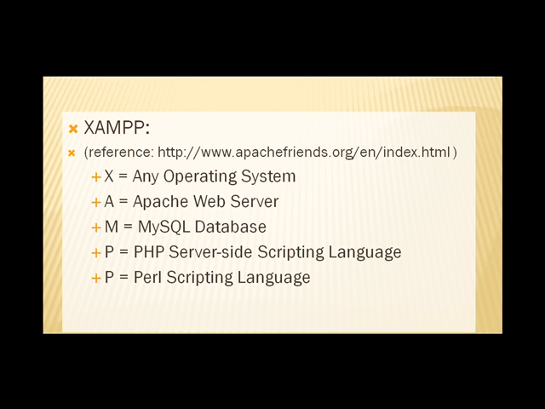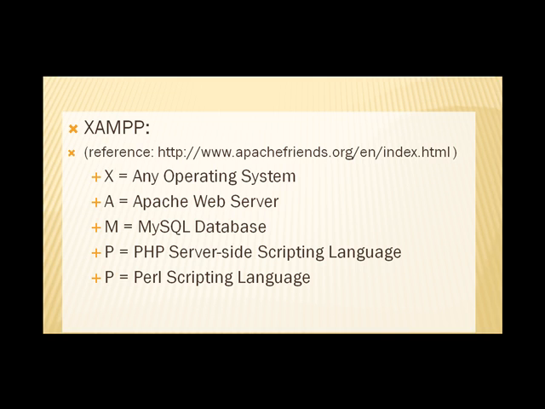XAMPP is similar to a LAMP server, if you've ever heard of one. The L in LAMP stands for Linux, A for Apache, M for MySQL, and P for PHP. XAMPP is very similar, but the X stands for any operating system. It can be installed on Linux, Macintosh, and Windows. It uses A, the Apache web server, M for the MySQL database, and there are two P's in this one. The first P stands for PHP, the server-side scripting language, and the second stands for the Perl scripting language.